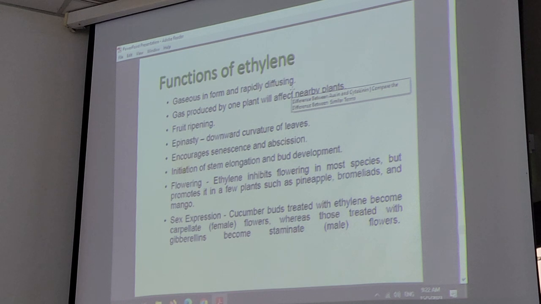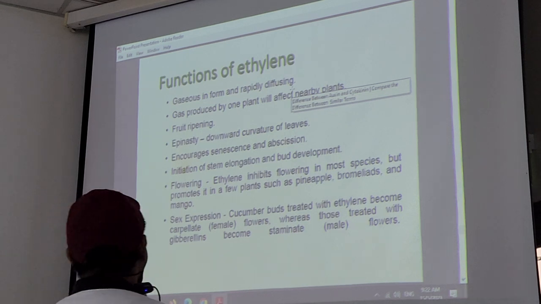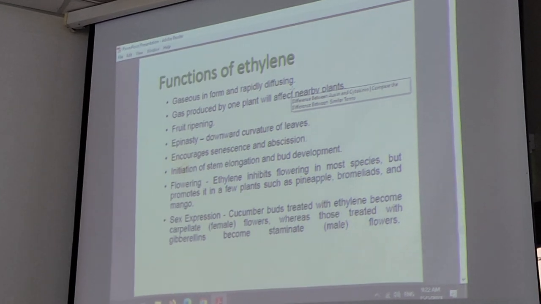Right? But don't spray your friends. You don't want your friend to flower. What happens if you spray your friend with ethephon? Pipi makan lembut.